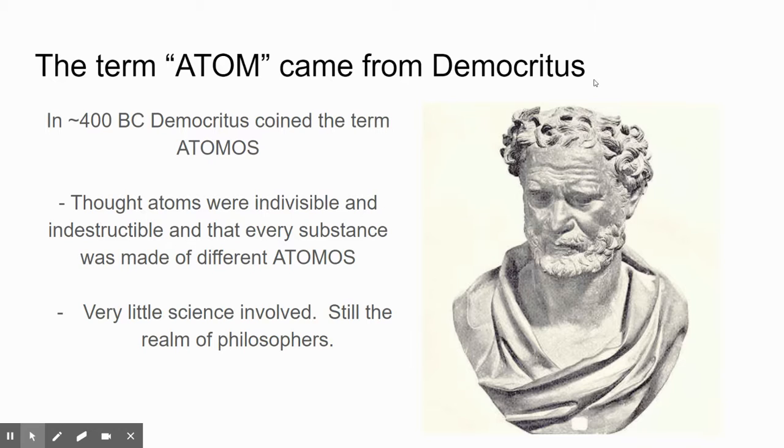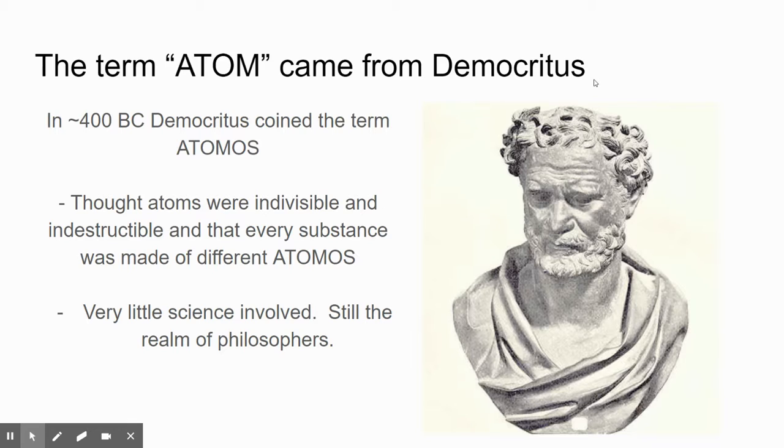So first of all, the name atom came from a man named Democritus around 400 BC, and he came up with this term called atomos. His idea was that atoms were the indivisible and indestructible parts of every substance. Every substance was made of a different type of atomos.